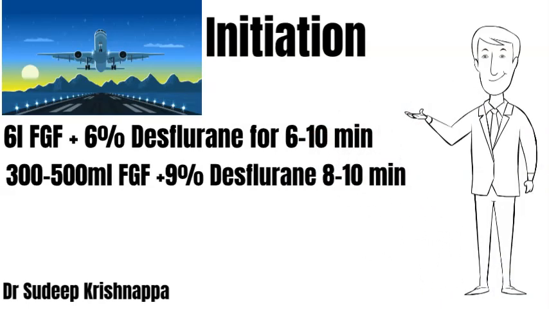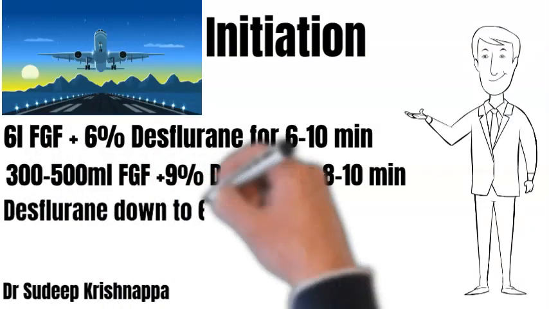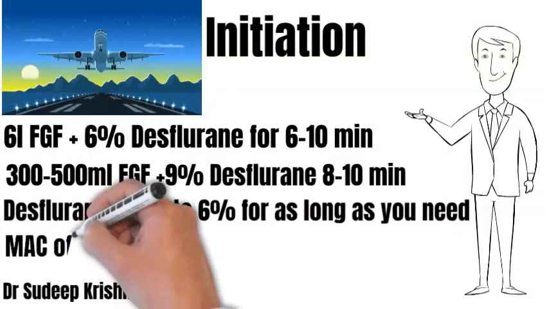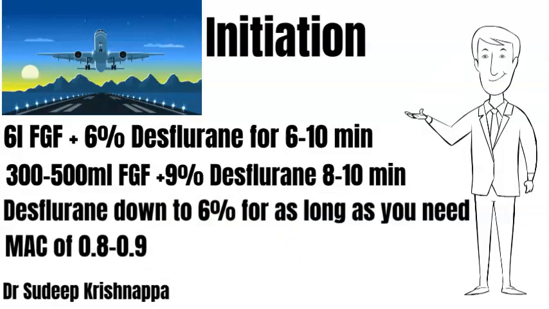300 to 500. However, the desflurane dial has to be increased to 9% for another 10 minutes or so. At the end of this duration, the difference between the inspired and expired agent concentration would drop down to about 0.5 or 0.6%. At that time, you can reduce the dial concentration of desflurane back to 6% and maintain it at 6% for as long as you need. This should comfortably maintain the MAC of the patient between 0.8 and 0.9.